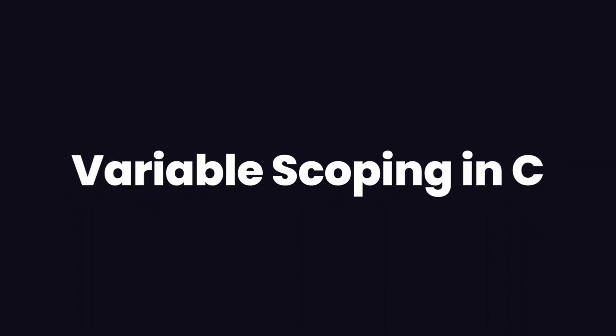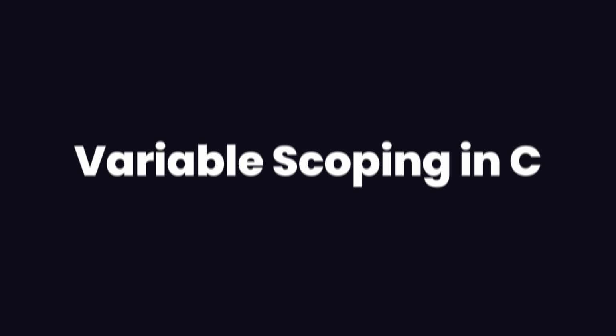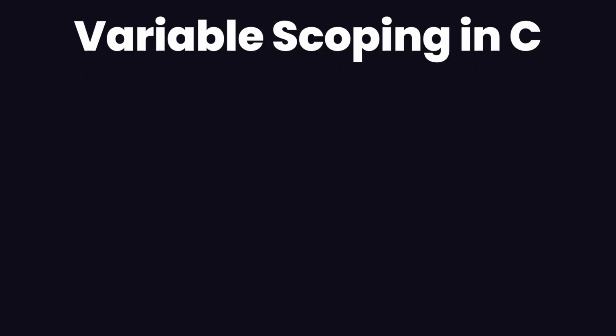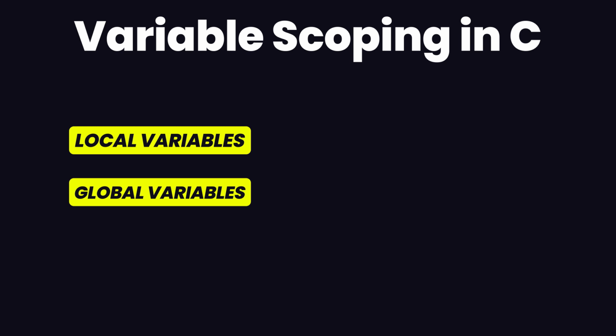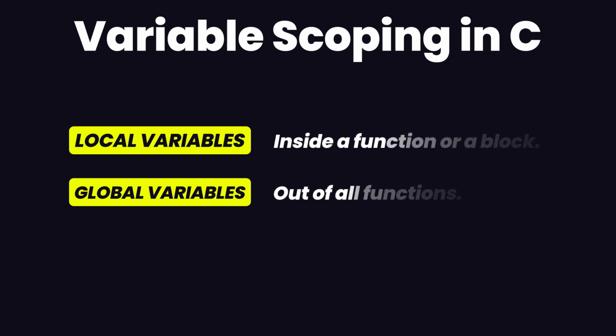In this video, we're going to talk about variable scoping in the C programming language. In the C programming language, we have two major types of variables: local variables and global variables. The majority of variables that you use are mostly local variables. Local variables are those variables that are created within a function or within a block of code.